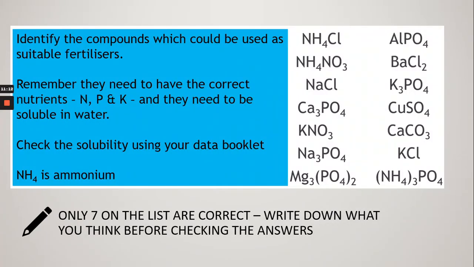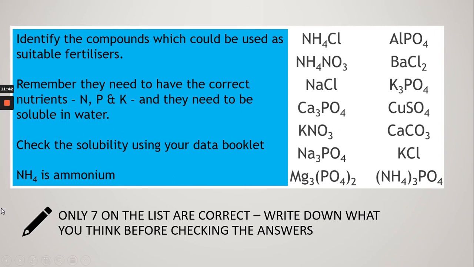Okay, so bearing in mind the information we've just learned, you're going to do a little chemistry task now and identify the compounds here which could be used as suitable fertilisers. You've got lots of different compounds and you need to remember that they have to have the correct nutrients, so either nitrogen, phosphorus or potassium. They don't have to have all three in one compound, but they need to have one of those, and they also need to be soluble in water. So you're going to need to check the solubility using your data booklet.